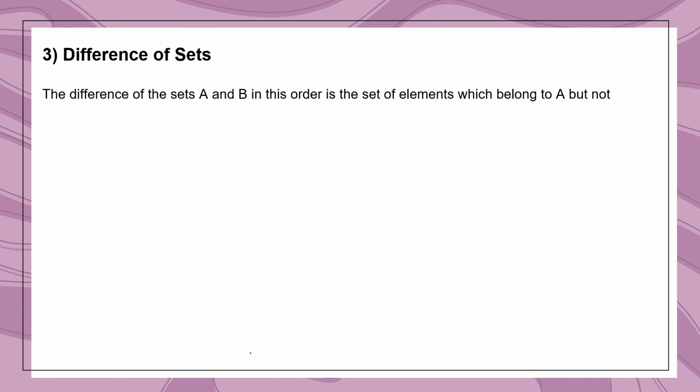Difference of sets. The difference of the sets A and B in this order is the set of elements which belong to A but do not belong to B. Students, if two sets are given and we have to find the difference of sets, then choose only elements of the first set. Here, if A is the first set, then we choose the elements of set A, which is A difference B. It is written as A minus B and read as A minus B. Right?